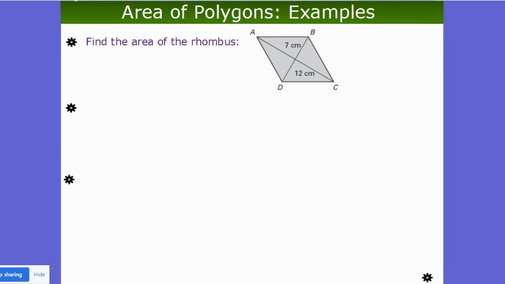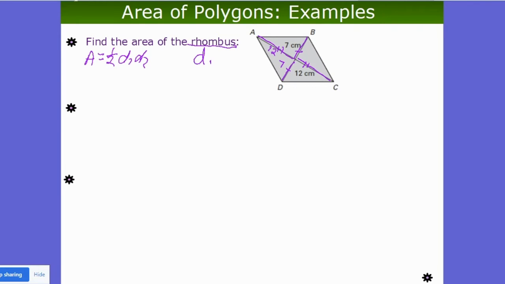All right, let's look at a few more examples. This is a rhombus. So the area of a rhombus is 1/2 diagonal 1 times diagonal 2. So I have to find those two values, diagonal 1 and diagonal 2. Because we're told this is a rhombus, it means it's a parallelogram, because all rhombuses are parallelograms. And in parallelograms, the diagonals bisect each other. So that means that this segment here is congruent to that segment, and this one is congruent to that one.